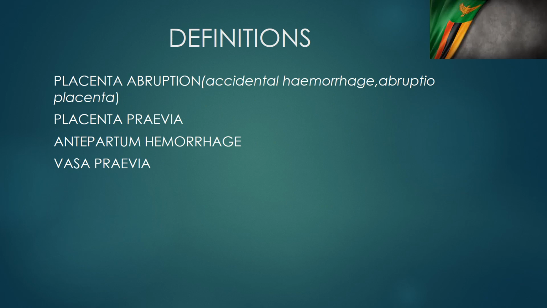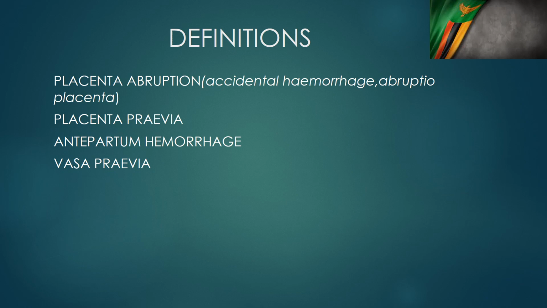And so, as usual, we start from our terminology. So, placenta abruptio is called by several names. It's abruption placenta, abruptio placenta, and some call it accidental hemorrhage. It's all the same thing.